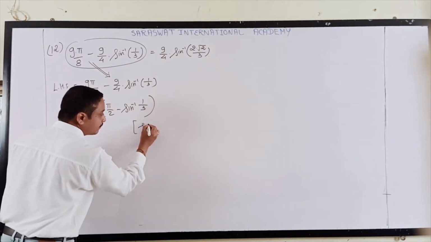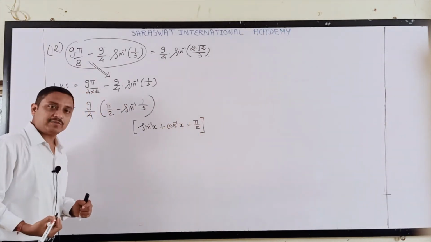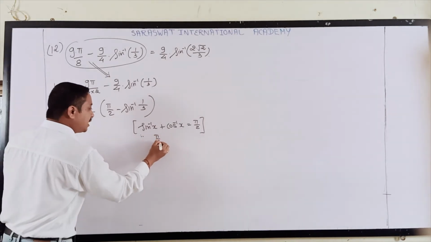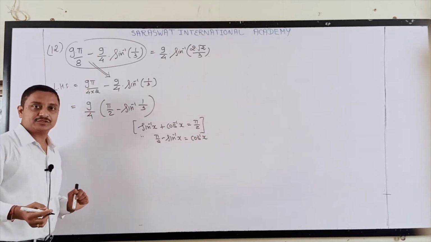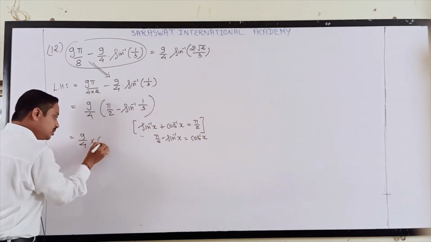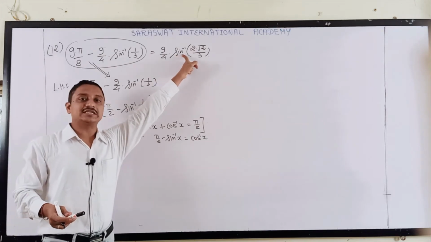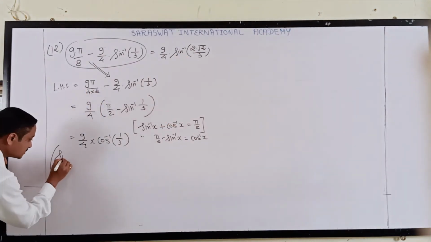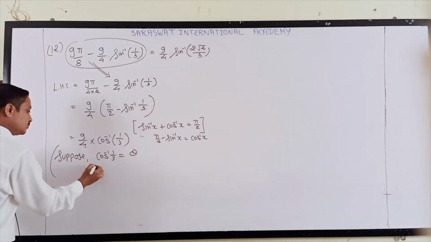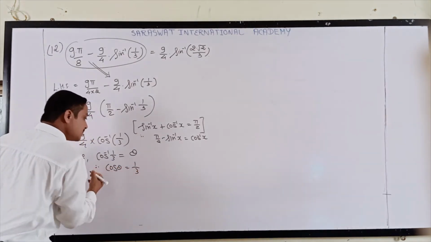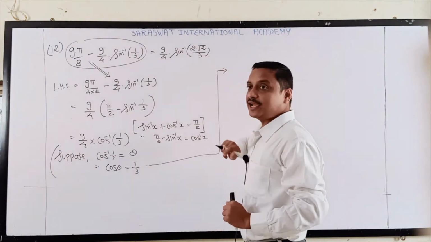Now students, you know our property: sin inverse x plus cos inverse x is equal to π/2. So what is π/2 minus sin inverse x? Which is cos inverse x. So here 9/4 stays the same, and here cos inverse 1/3. And this value I translate into sine. Suppose cos inverse 1/3 is equal to theta. So what is cos theta? Yes, 1/3.